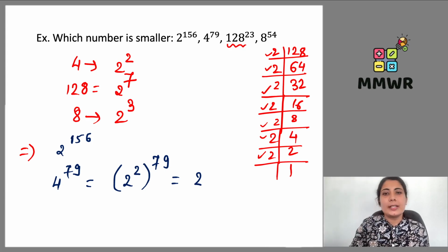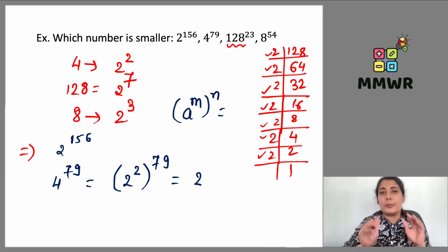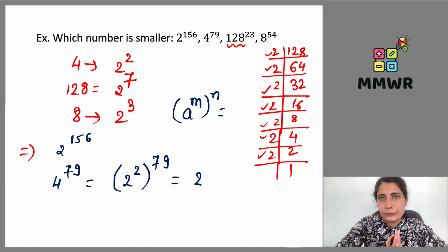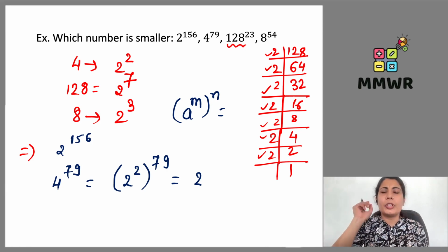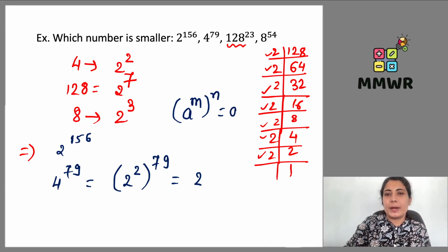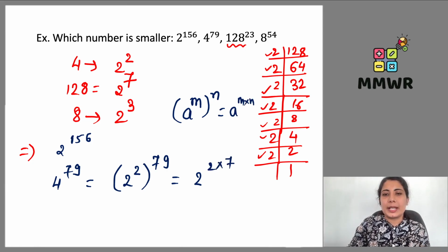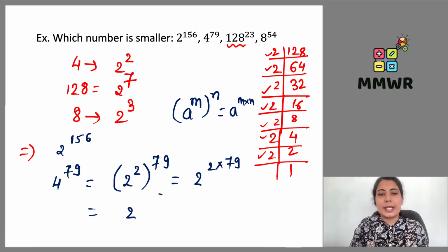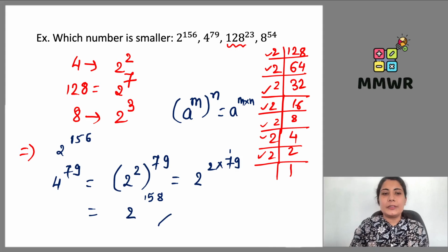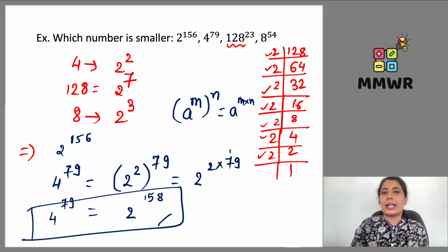We know how to simplify. We know this law of exponents: when the base is in exponential form and it has something in the power, we simply have to take the product of the powers. That's it. So m and n get multiplied, that means 2 multiplied with 79. 2 nines are 18, carry over 1, 2 sevens are 14 plus 1, 15. So we get 2 to the power 158 when we replace 4 to the power 79.